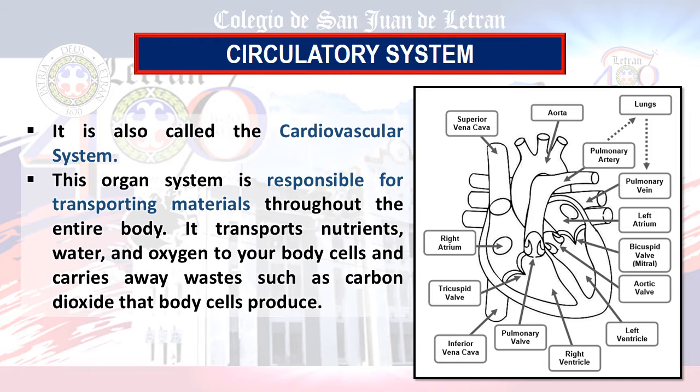First, let's talk about the circulatory system. The circulatory system is also known as the cardiovascular system, which is a vital organ system that delivers essential substances to cells for basic functions to occur. The main function of the circulatory system is to deliver oxygen to the body tissues and at the same time remove carbon dioxide produced by the body cells.